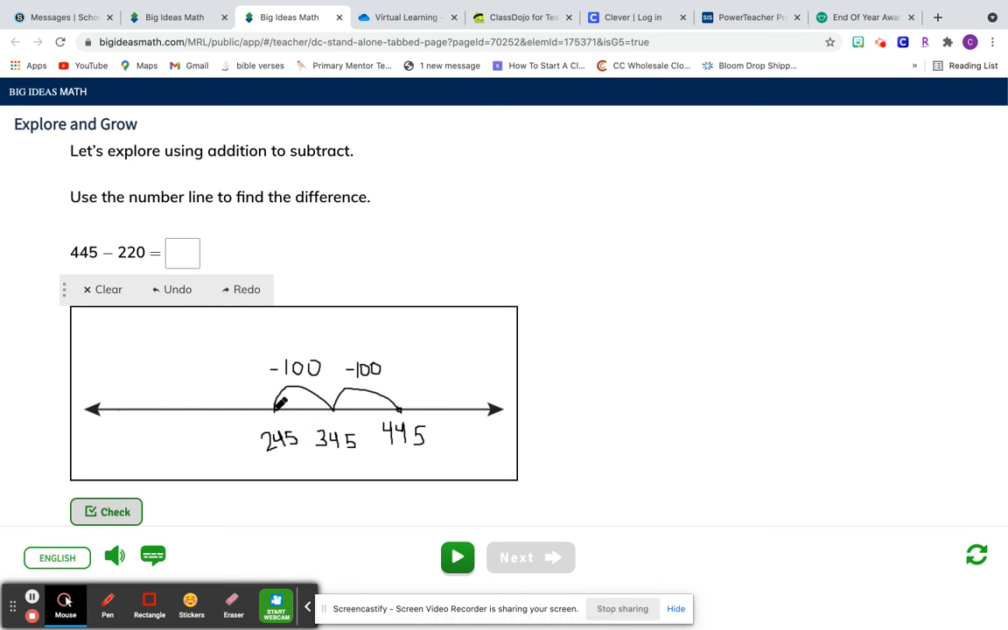And now we're going to jump to tens. 1, 2. All right, so now this is 200. Remember, we're changing the tens now. 235. And then 225.